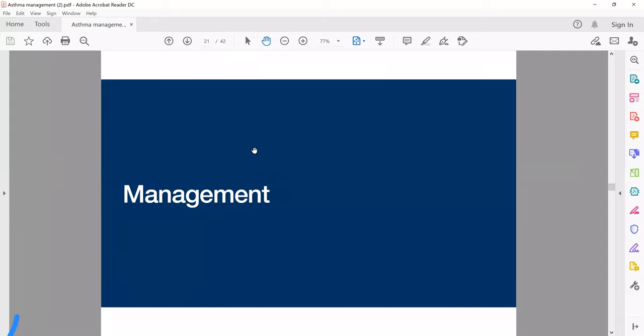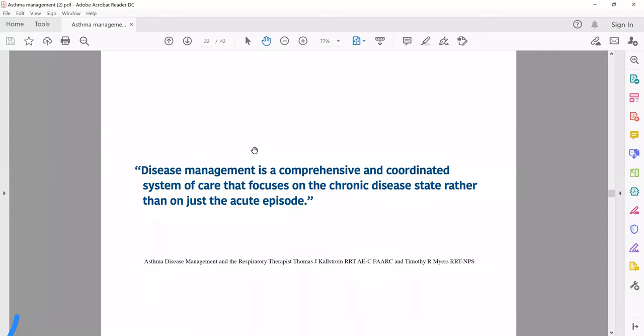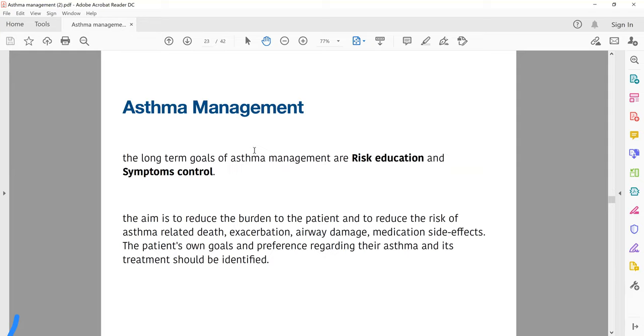Now to the management. There's a research titled Asthma Disease Management and the Respiratory Therapist, which said that disease management is a comprehensive and coordinated system. All long-term conditions, including asthma, consider the patient a cornerstone in management, like diabetes and hypertension. If the patient doesn't participate in his management, it will absolutely fail.